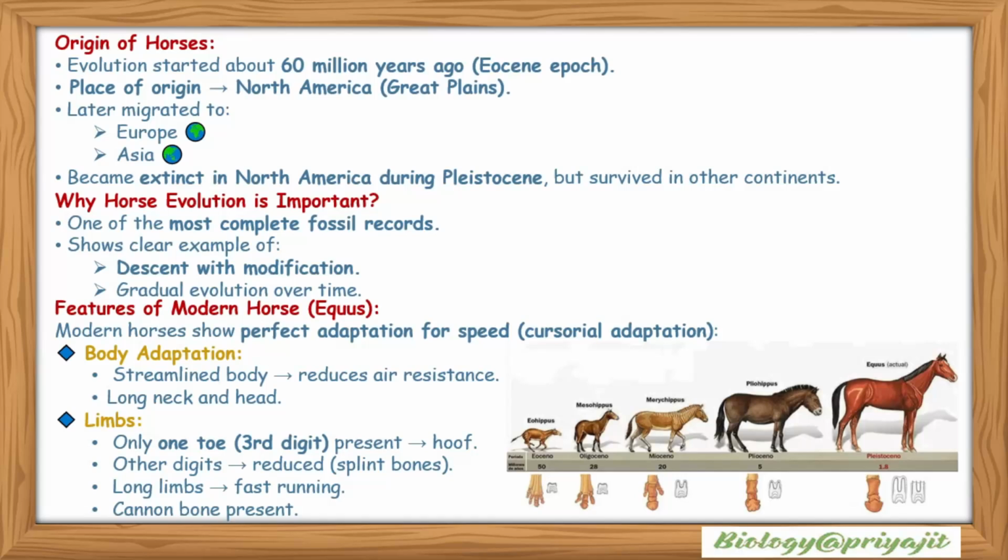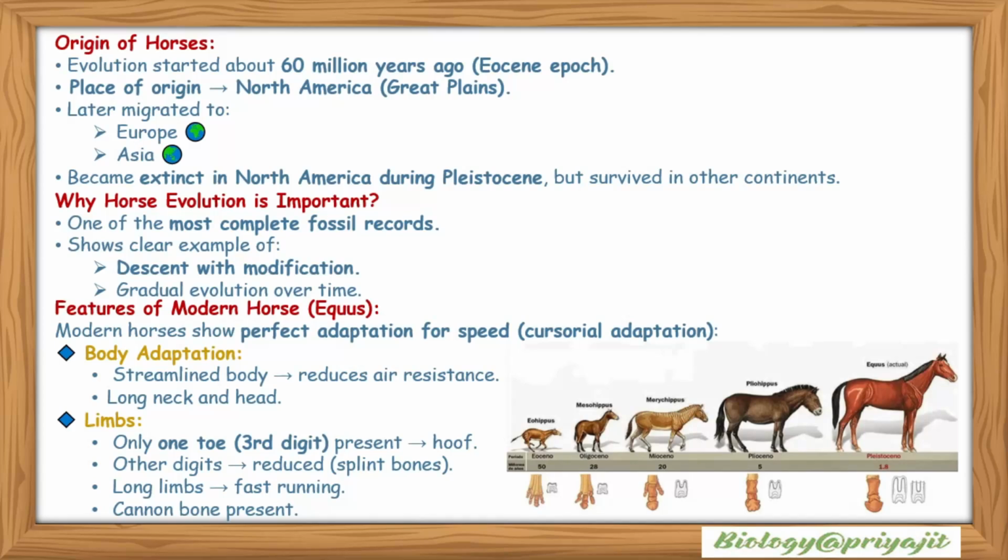Why is horse evolution so important? It is one of the most complete fossil records. It shows a clear example of descent with modification and gradual evolution over time. Features of the modern horse, Equus.